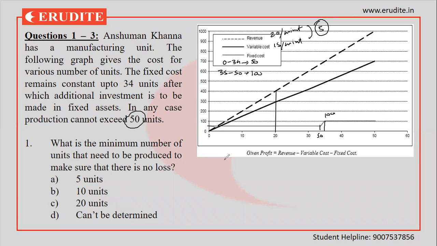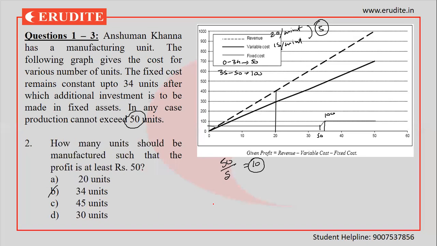So what is the loss initially? 50. And what is the margin? 5. So at the rate of 5, 50 means 10 units will ensure no loss. You can always cross verify: at 10 unit production, revenue will be 200, variable cost will be 150 and fixed cost is 50. So 150 plus 50 is 200. There is no loss. So option B.